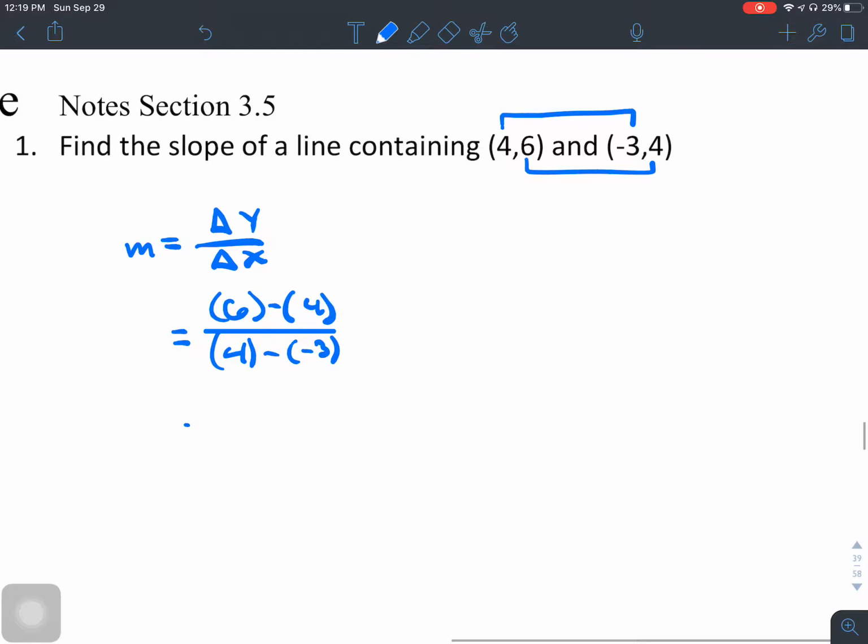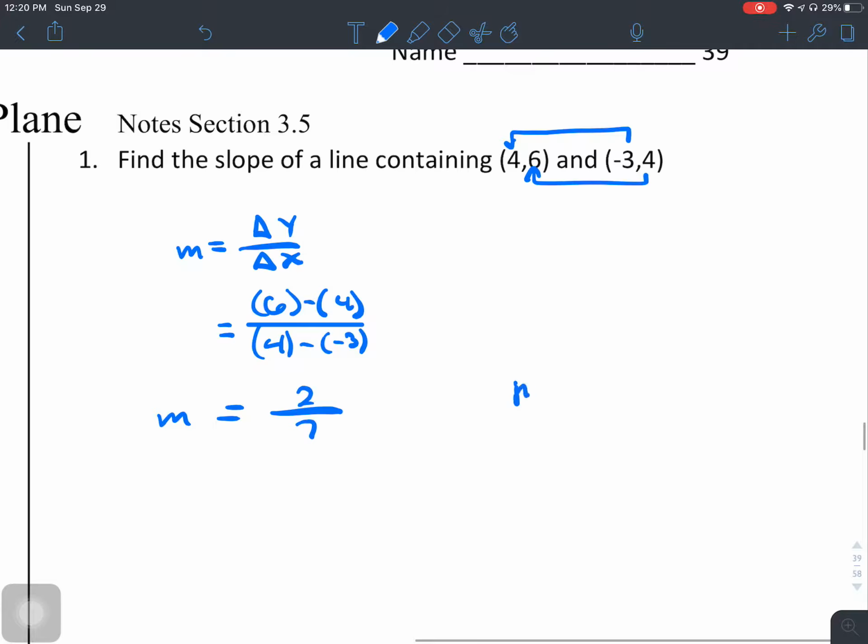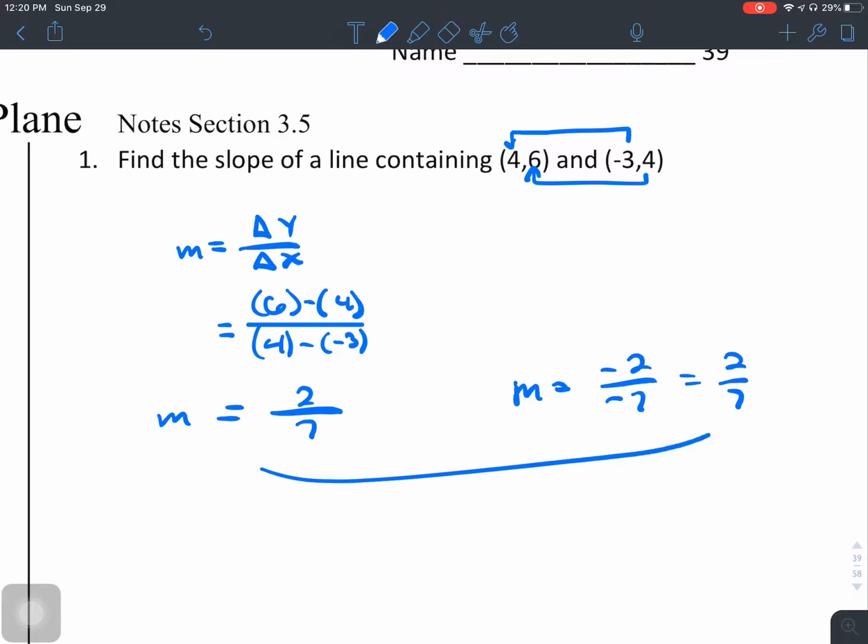Simplify, 6 minus 4 is 2. 4 minus a negative 3 is 7. The slope is 2/7. Had someone else done it in the opposite direction, if they would have gone 4 minus 6 and negative 3 minus 4, they would have ended up getting a slope of negative 2 over negative 7, which reduces to 2/7. Same thing. Doesn't matter the order in which you do it, as long as you use the same point for x and y first and the same one for the second one.